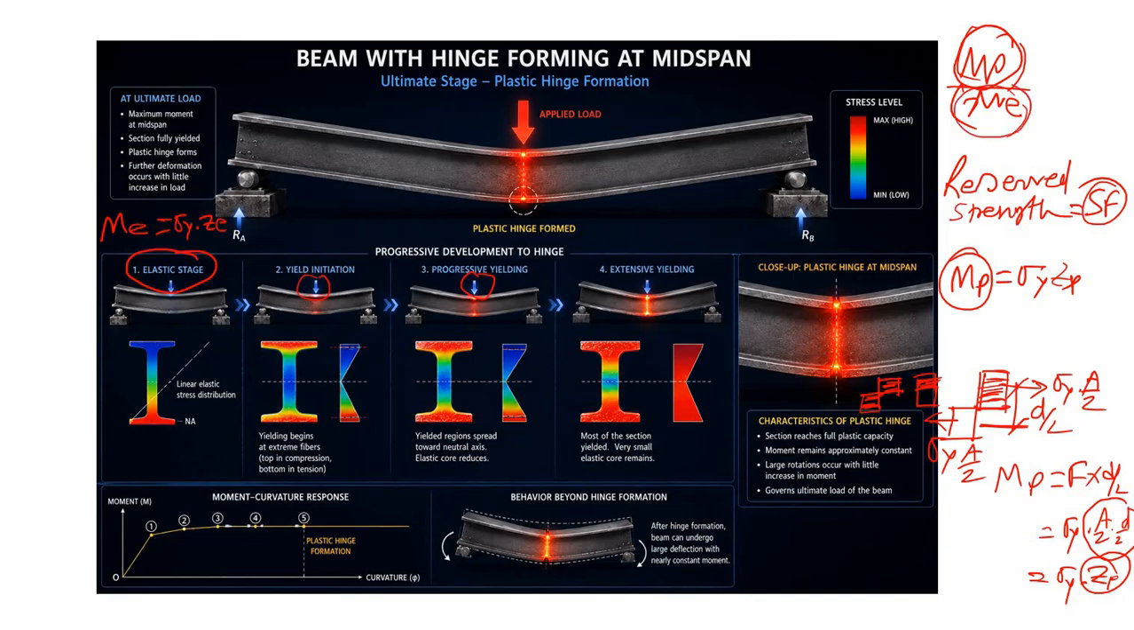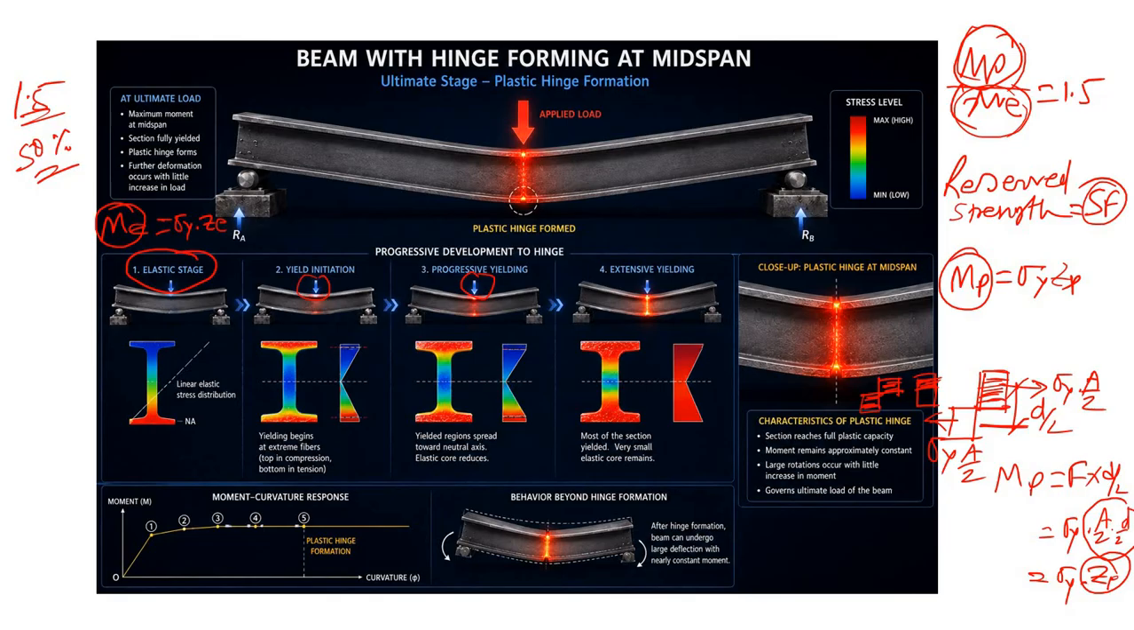So if a section has a shape factor, let's say 1.5, right, we can say that beyond the elastic moment it can carry a further extra 50% bending moment. So for a rectangular section this is 1.5. So the ratio is 1.5. How do you get it? Well, you can easily calculate this value.